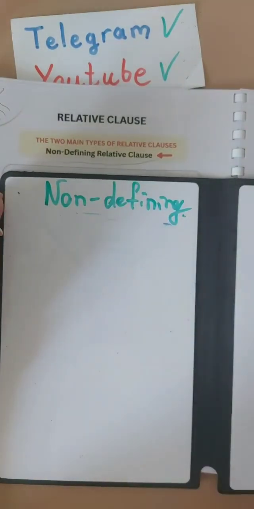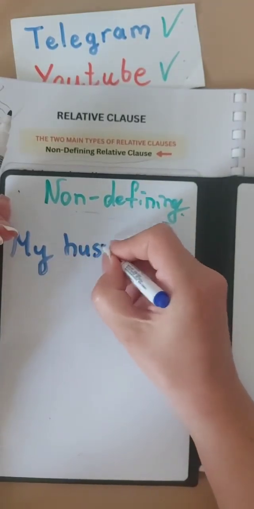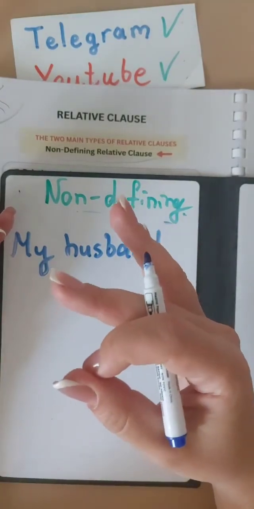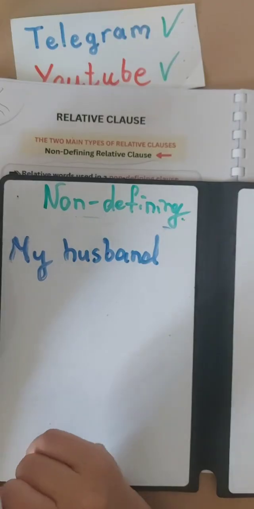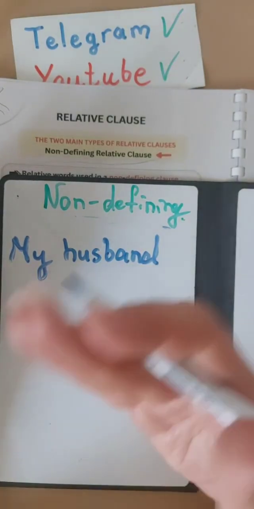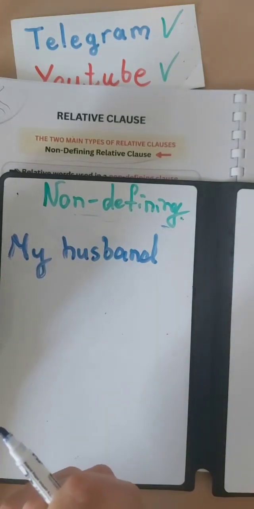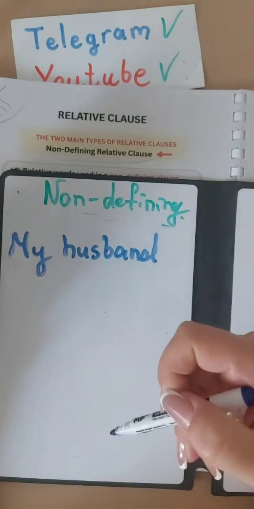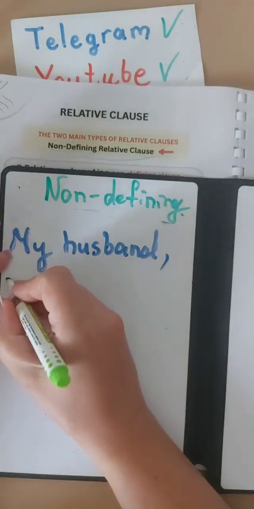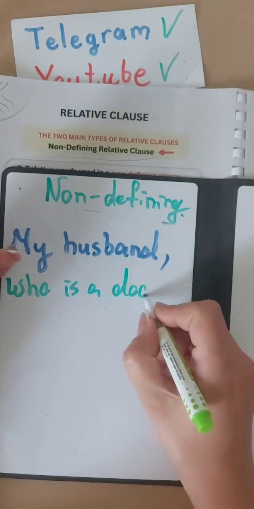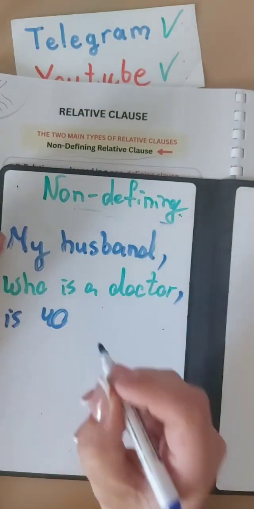Or, for example, let's talk about our friends or our family members. My husband. Since you have only one husband, this person does not need essential information to be identified. Which one, right? So when we start the sentence with my husband, and the listener already knows that you have only one husband, we don't need essential information to identify the person. And you can say, my husband, who is a doctor, is 40 years old.